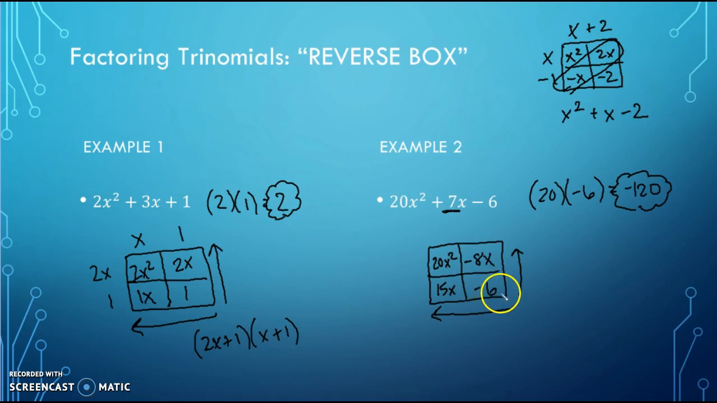Now remember, you always keep the GCF of your first number, the first number you come to, or in this case, the top, so negative. So that's going to be a negative 2. 20x squared and 15x is going to be 5x. 20x squared and negative 8x is a 4x. And 15x and negative 6 is a 3. So then I have a 5x minus 2 and a 4x plus 3.